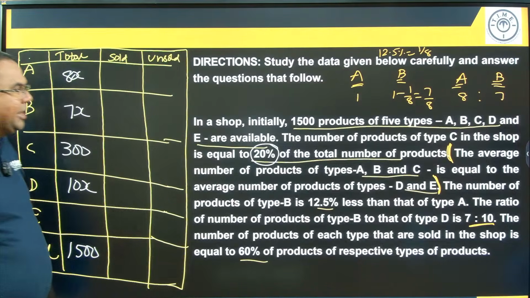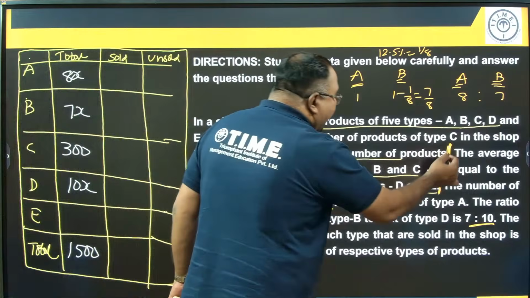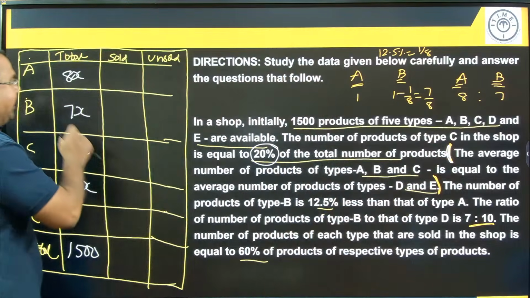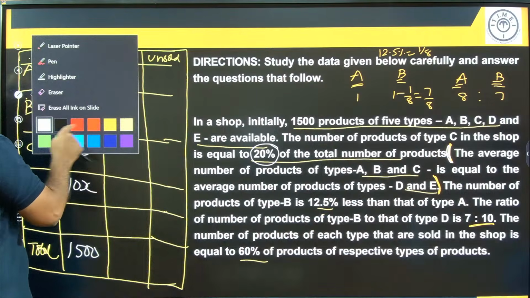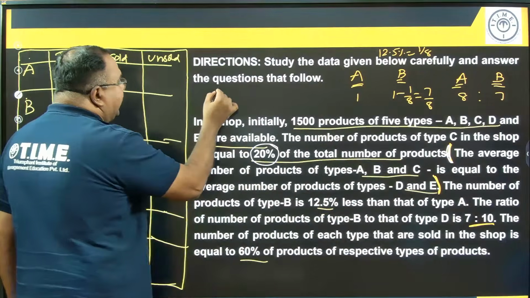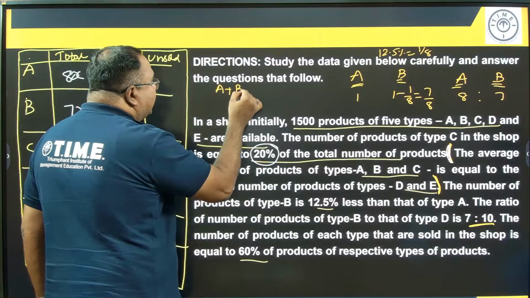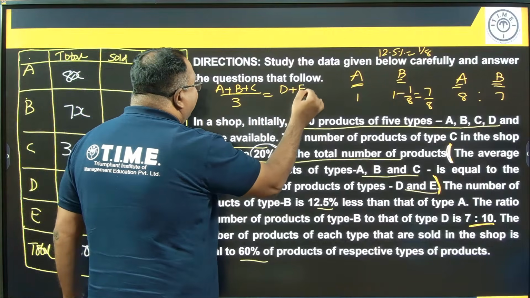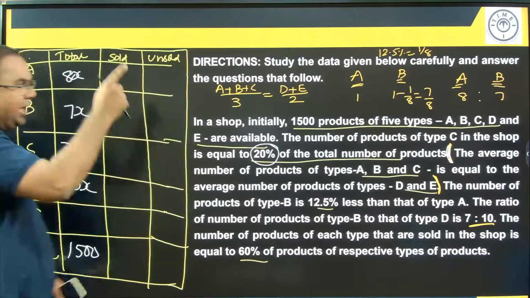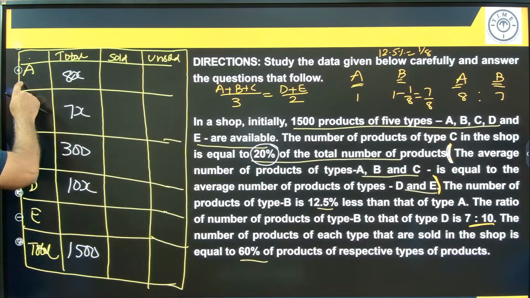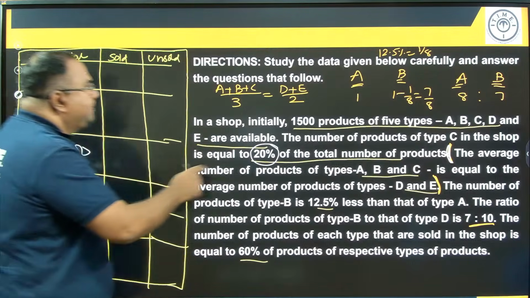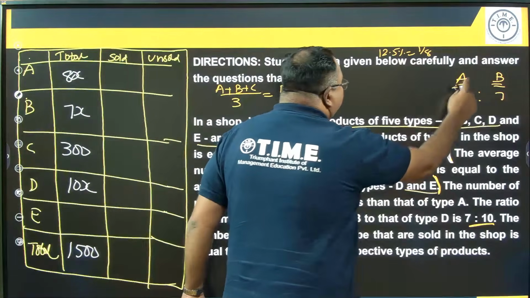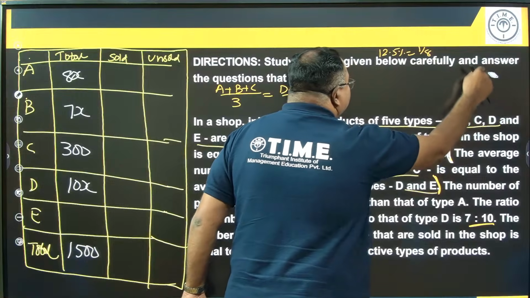So about sales, I'll come back to this bracket point. This point you see. Average number of products of ABC is equal to products of D and E. Let me write here. Average of ABC, that is A plus B plus C by 3 must be equal to average of D and E, D plus E by 2. Okay. I will erase that portion, students. Already I have noted down this, so I am erasing this.